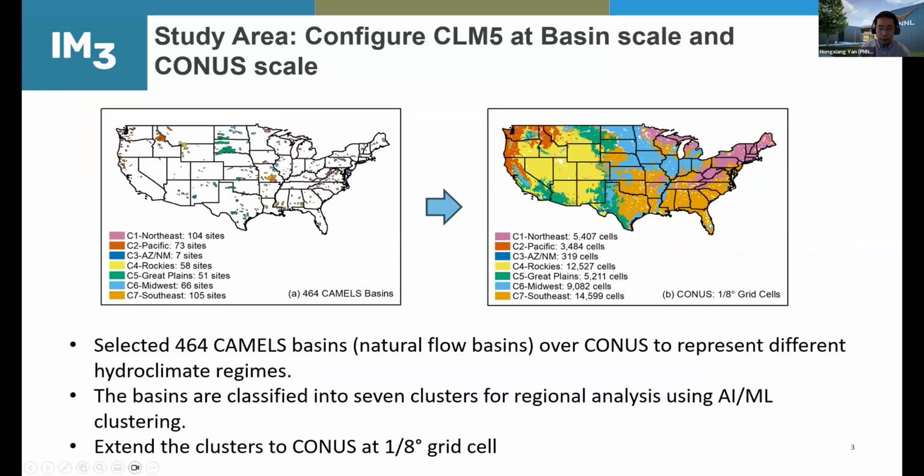So here is our study area. We configure CLM5 at both the basin scale and the CONUS scale. You can see the basin scale on the left figure, with 464 carefully selected CAMELS basins. These are all natural flow basins over CONUS, representing different hydroclimate regimes. Then we classify these basins into 7 clusters for regional analysis using AI/ML clustering. On the left picture, different colors show different clusters. And finally, we extend the clusters to CONUS at one-degree cells. That's on the right side, where again different colors show different clusters.